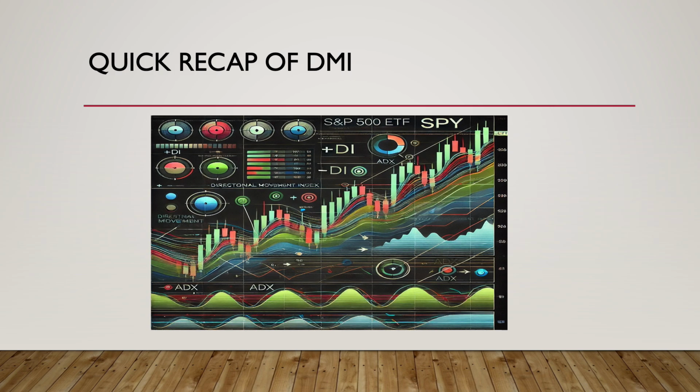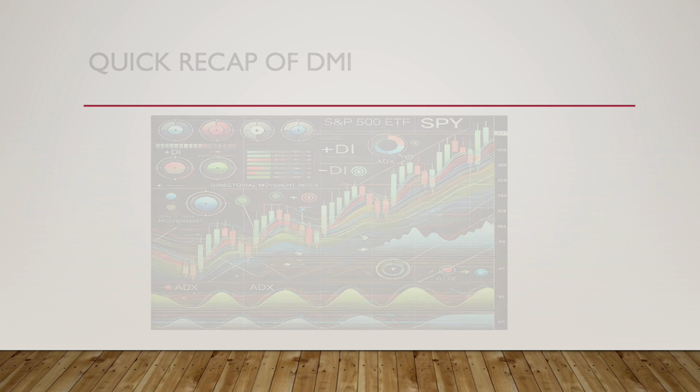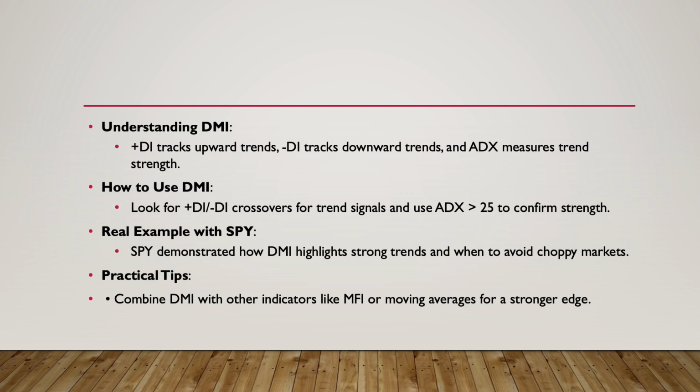Quick recap of the DMI. Understanding the DMI: the plus DI tracks upward trends, while the negative DI tracks downward trends, and the ADX measures trend strength. How to use the DMI: look for plus DI or negative DI crossovers for trend signals, and use an ADX greater than 25 to confirm strength. A real example with the SPY demonstrated how DMI highlights strong trends and when to avoid choppy markets. Practical tips: combine the DMI with other indicators like the MFI or moving averages for a stronger edge.